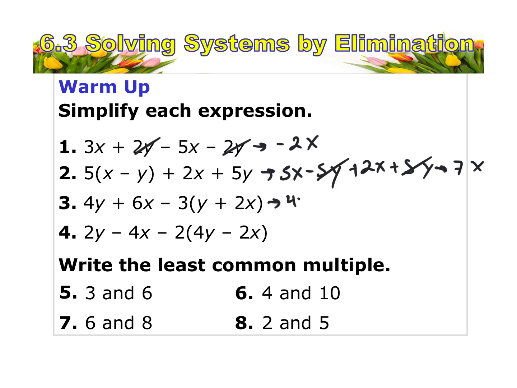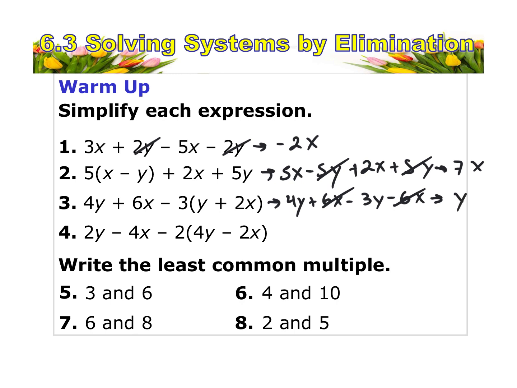Now for this third one, I'm going to start by distributing the negative 3. So we're going to get 4y plus 6x minus 3y minus 6x. And I'm going to start by combining the y's and the x's. You notice the x's cancel out, so you're only left with 1y or just y.